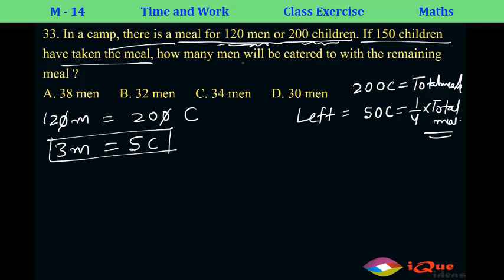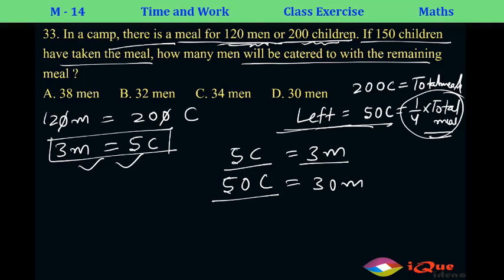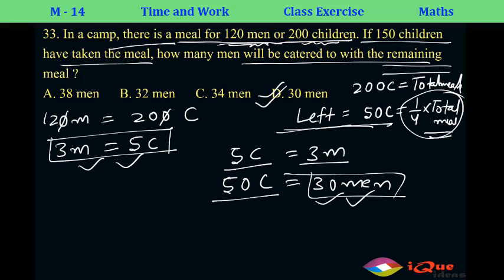Now, how many men will be catered to with the remaining meal? Oh, so we don't even need the meal. We already have 50 children, right? So the relation that we already have from here is 5 children equal to 3 men. Now the remaining leftover food is for 50 children. So if 5 children are equal to 3 men, that means 50 children will be equal to 30 men. So this was a much simpler situation. Alright, so the leftover food, the remaining meal will be sufficient for 30 men. That is option D is the correct answer.